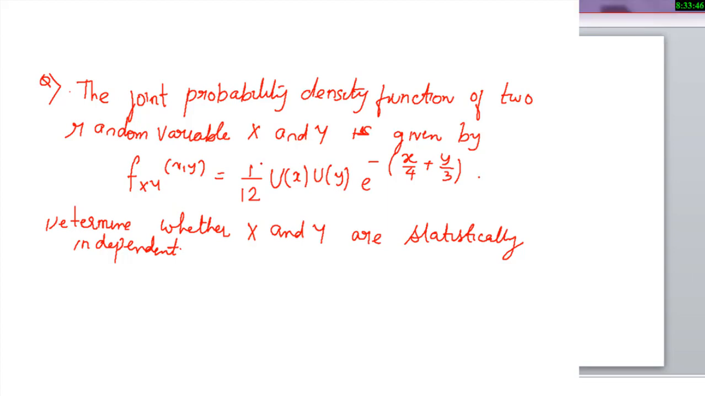Coming to the next problem, it says the joint probability density function of two random variables x and y is given by f of x comma y is equal to 1 by 12 u(x) u(y) e power minus (x by 4 plus y by 3). Determine whether x and y are statistically independent.